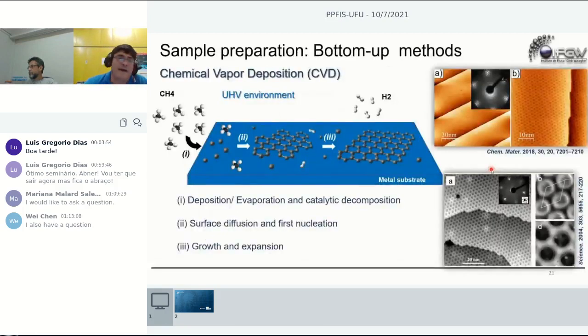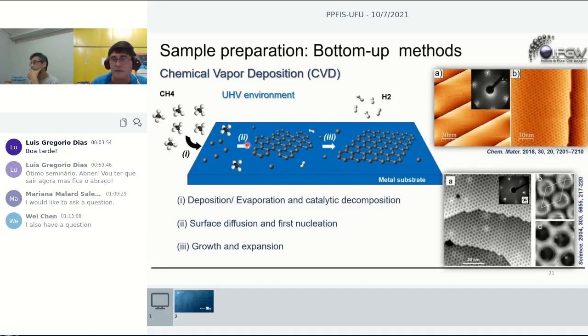So how does that work? In the same way that you grow graphene, for example, you come with a molecule like methane onto a hot surface like this, and when the molecule reaches this hot metallic surface, hydrogen is split out and goes away, and the carbon atoms diffuse, bond together, and form the graphene. This is the way you can grow, for instance, epitaxial single-layer graphene. This is one work we did some time ago, where we could grow a single layer of graphene, completely oriented, with a very low number of defects.